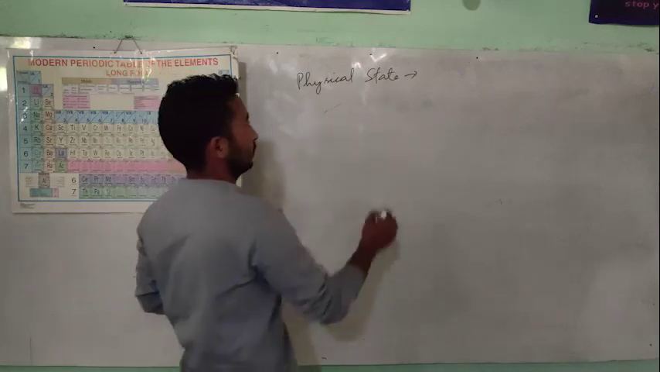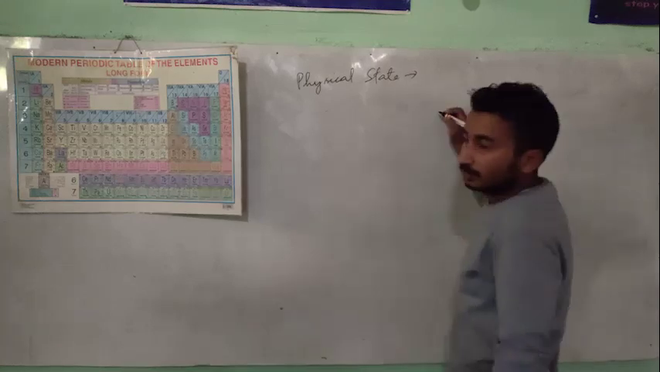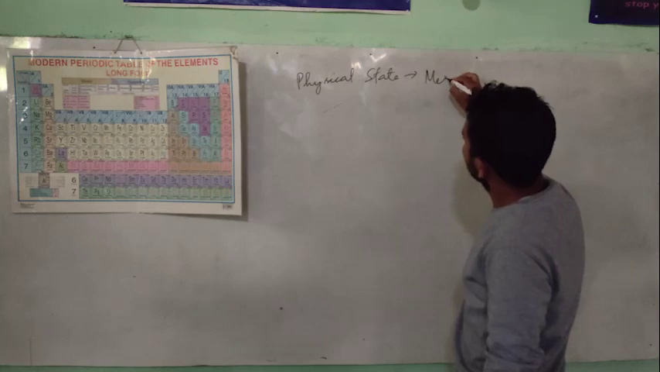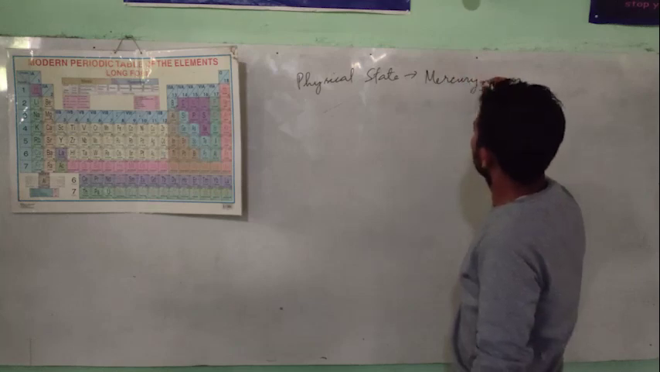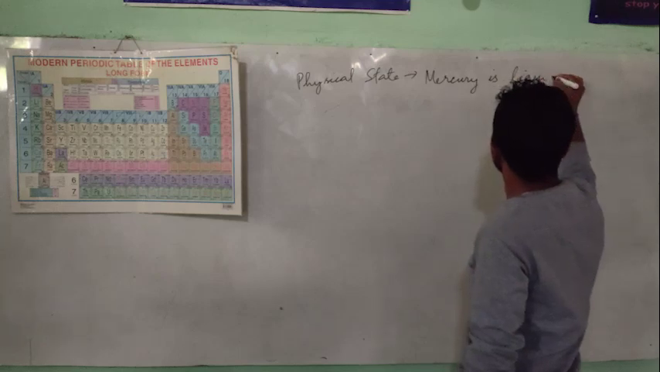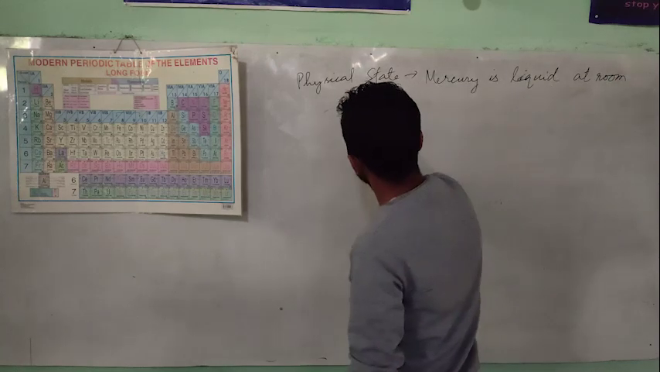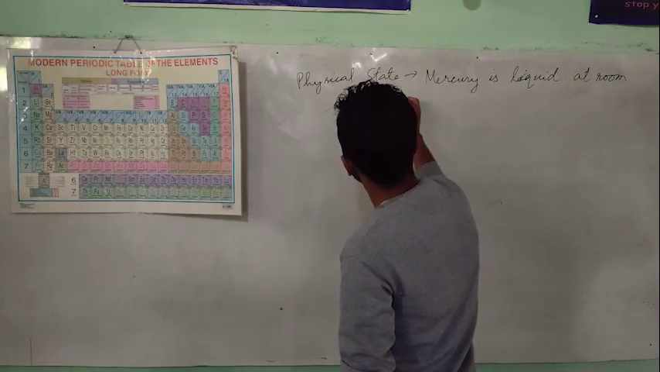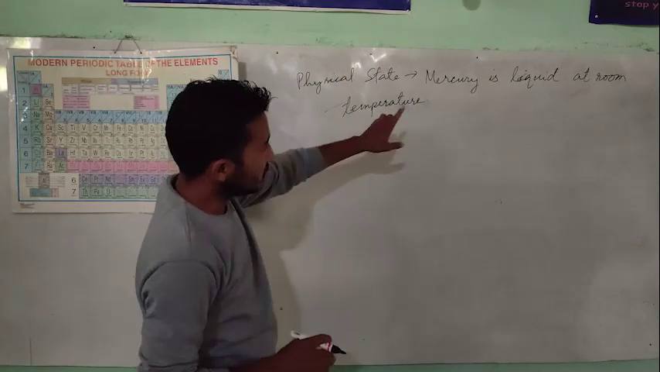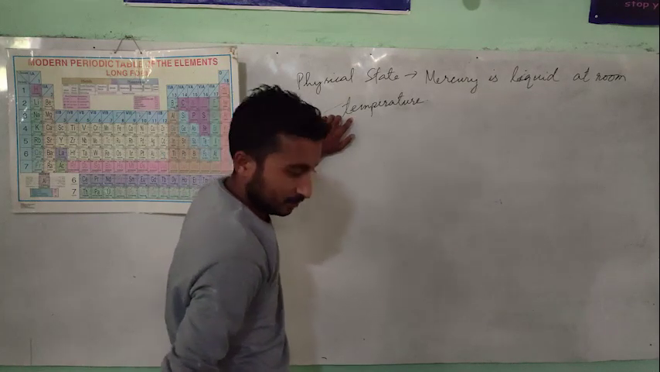Say for example, we have said that metals are generally hard and they are solid, but mercury is liquid at room temperature. This is an exception. Mercury is a metal, but it is liquid at room temperature, and this is an exception.